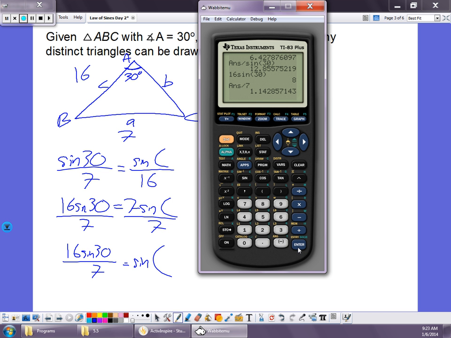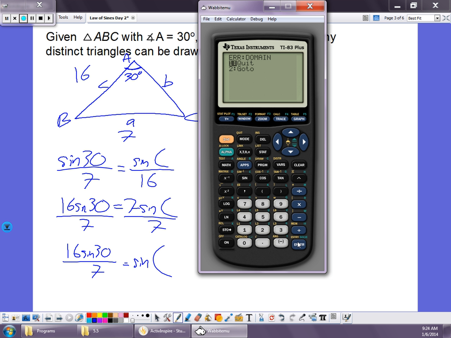You get 1.14. What did we say the range was for sine? -1 to 1. So is this in that range? No, so look what's going to happen when I do second inverse. So the inverse of my second answer, you're going to get this error. Right, so there is no triangle.